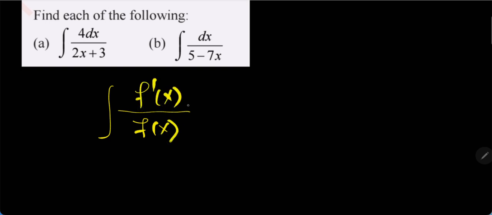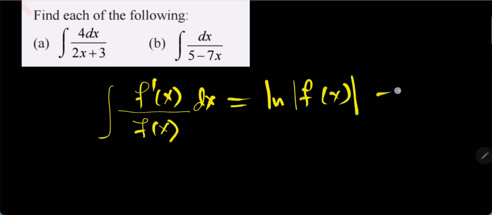Now, in integration, suppose you have a rational function such that the derivative of the denominator equals the function at the numerator. Then directly the answer is natural log of the denominator. So this is how we do it.